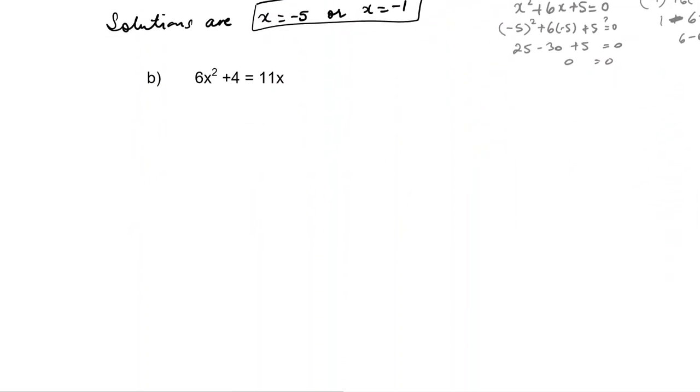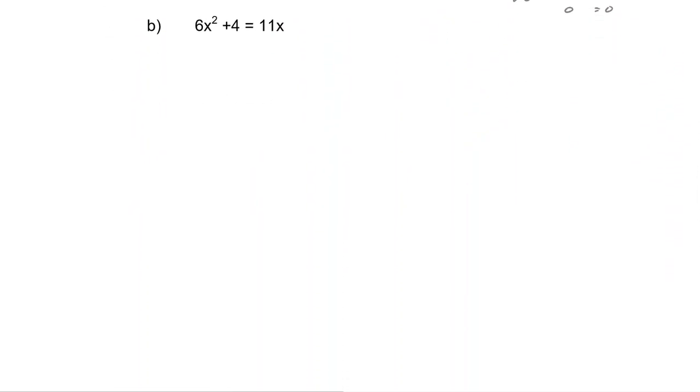Okay, let's try the next one. So we have 6x squared plus 4 equals 11x. Remember the first step I said: you put it in the standard form. So first we're going to write this as 6x squared minus 11x plus 4 equals 0, and we have to factorize it. The first rule of factoring is you look for the common factors if there are any. In this case, there are no common factors.